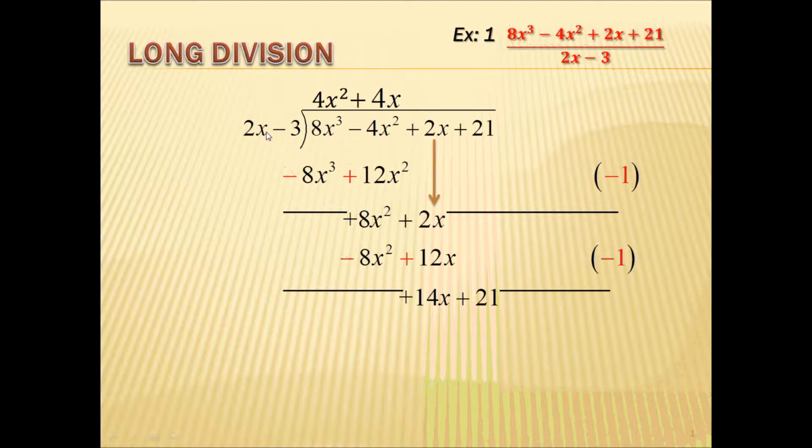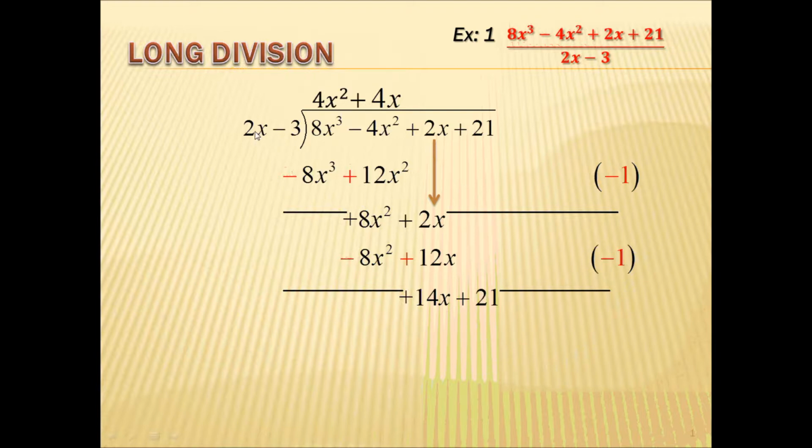4x times 2x will give you 8x squared. It'll be a plus 8x squared, but I've changed the sign again. And minus 3 times 4x will give you minus 12x. It'll become plus 12x. And algebraically adding these, I have eliminated that term again. Algebraically adding these two terms, plus 2 plus 12 will give you plus 14. And because they're like terms, the x goes down too. I'm going to bring down the 21 now to that position. I'm going to repeat the procedure again.